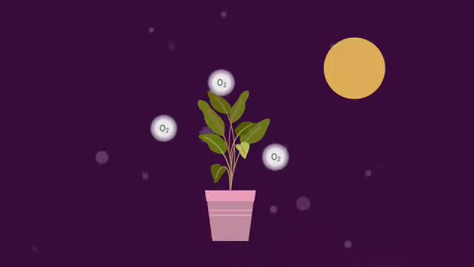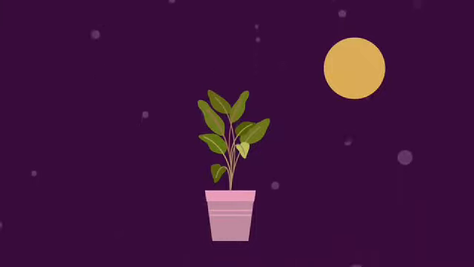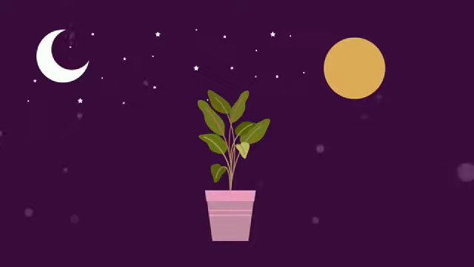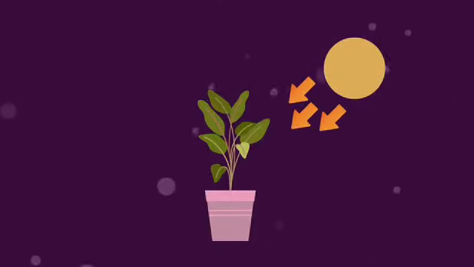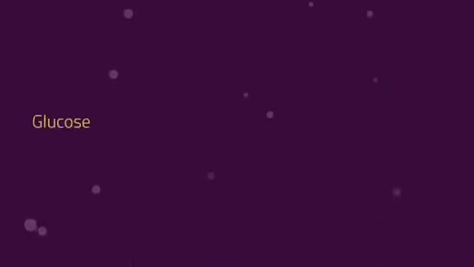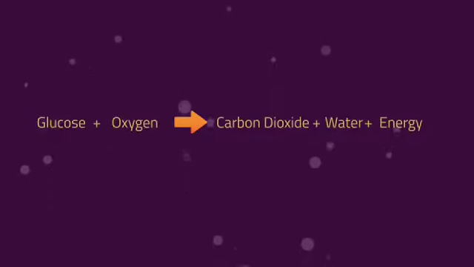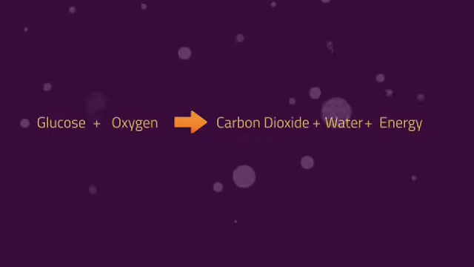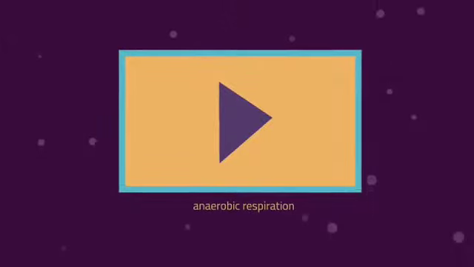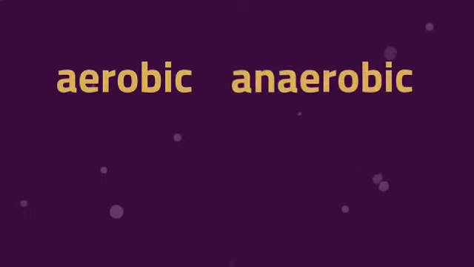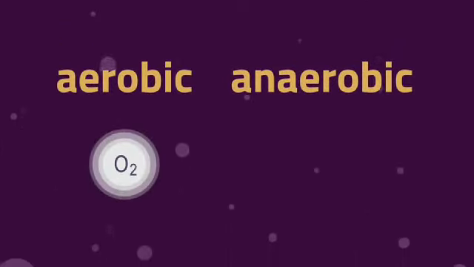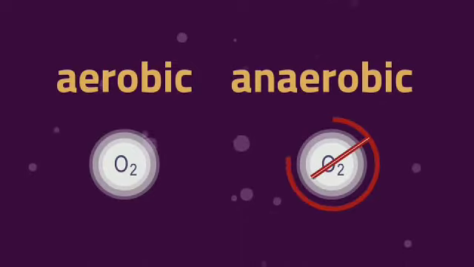Plants respire throughout the day and night, as do animals, but they only photosynthesize during the day, when there is light available. So this is how aerobic, or with air, respiration works. You just need to remember that glucose is broken down in the presence of oxygen to release carbon dioxide, water, and energy. In the next video, we will have a look at anaerobic respiration.